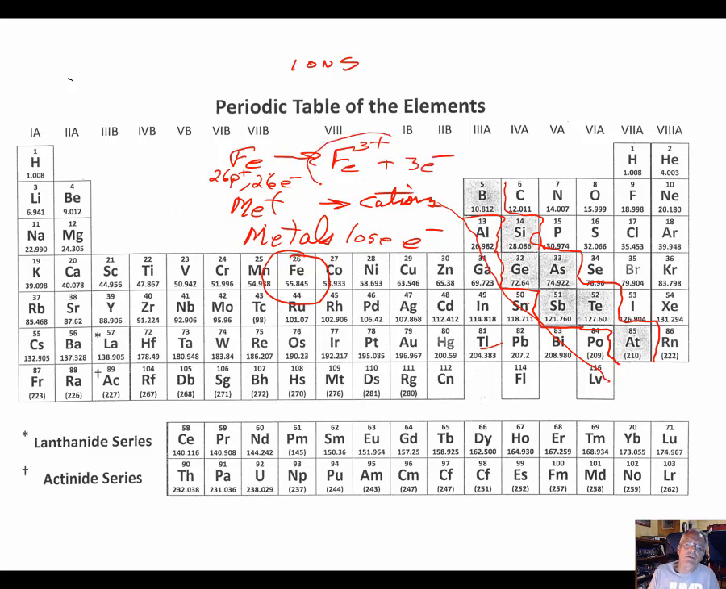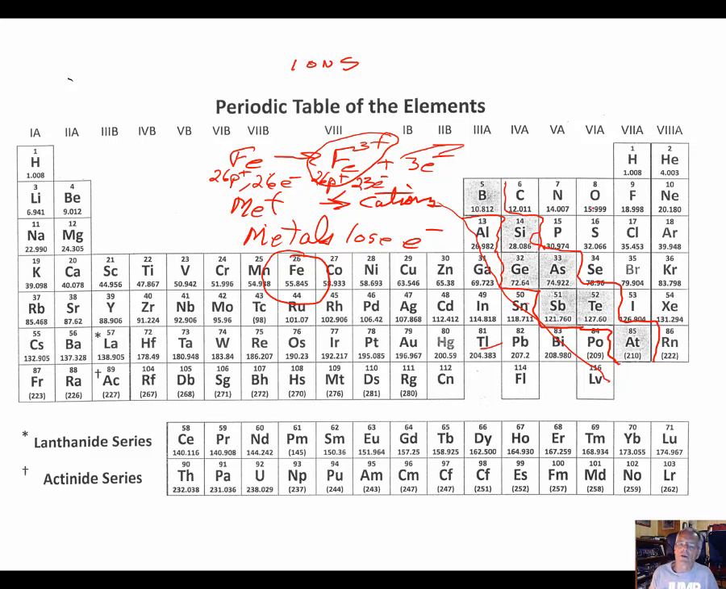Now we have a 3+ cation. It still has 26 protons in the nucleus because it's still iron, but it's lost 3 electrons, so it only has 23 electrons remaining because 3 electrons went bye-bye.